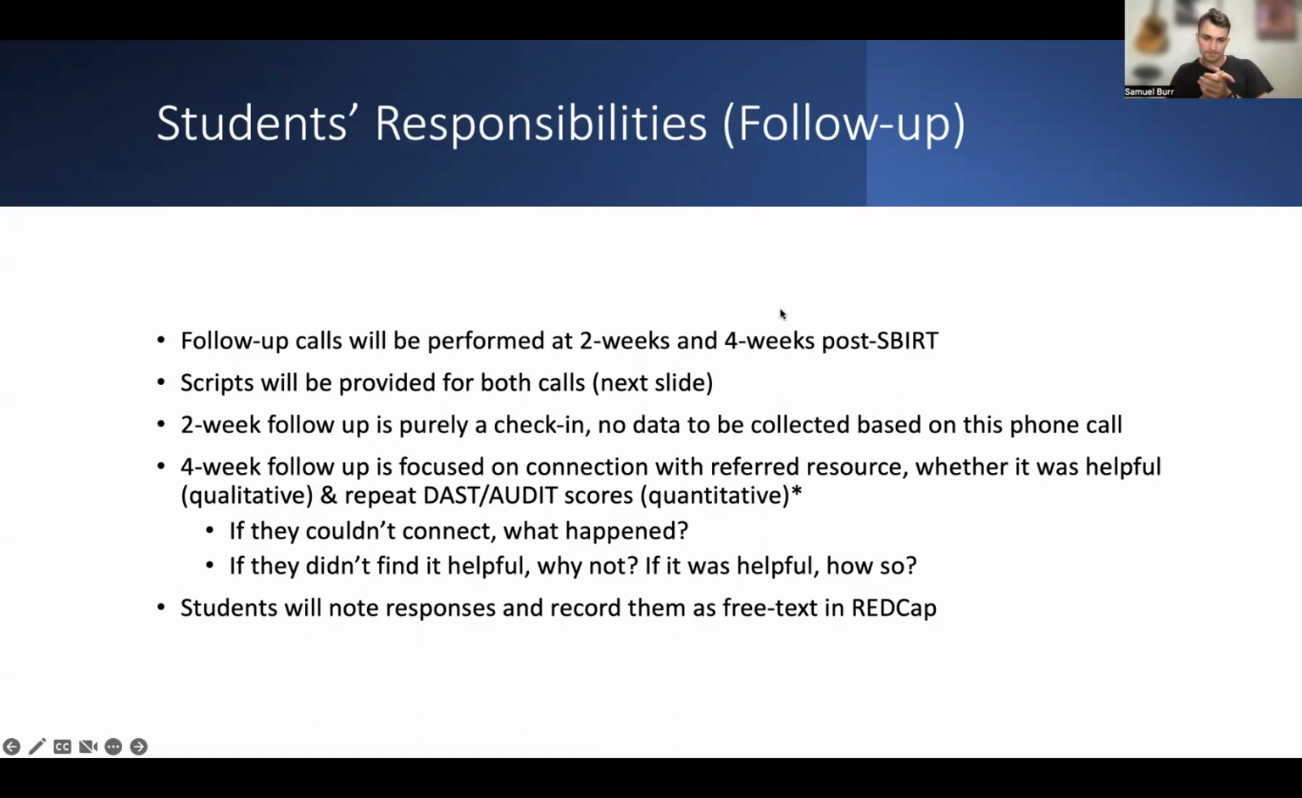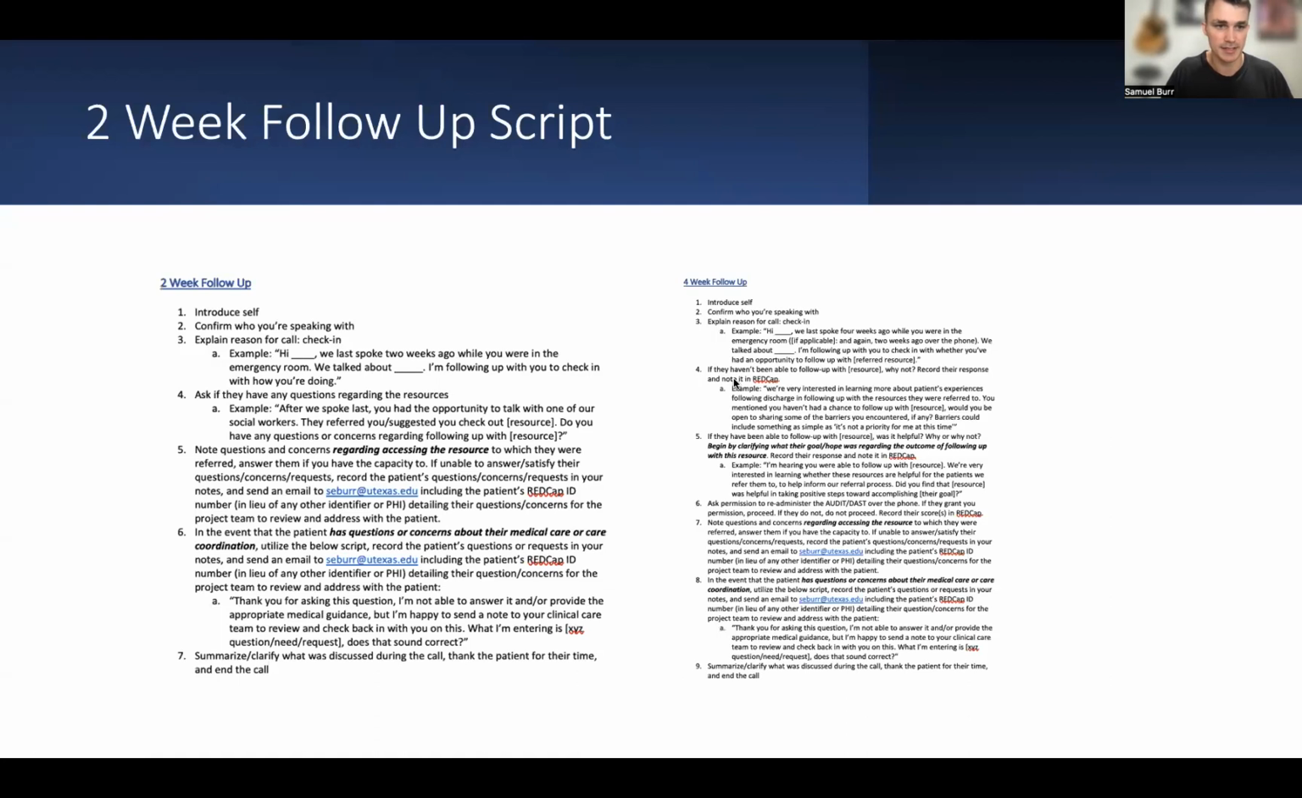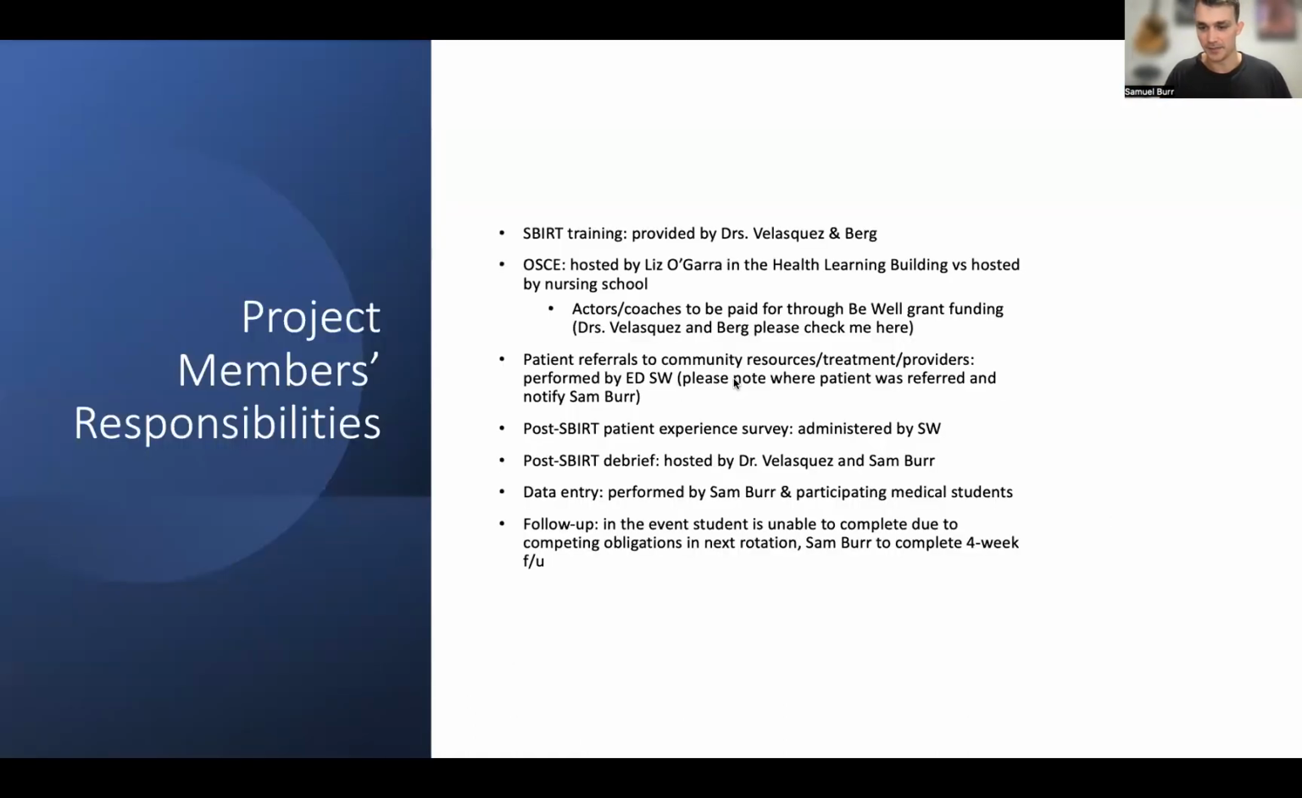Okay, so that's the follow-up arm there. I think that's it for students' responsibilities. Here are the respective scripts. The text-heavy part of these is just the concerns about medical care coordination and what to do in the event that happens. I'm not a very concise person, so those could be tweaked a little bit.